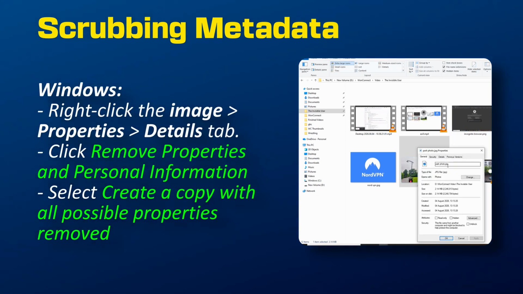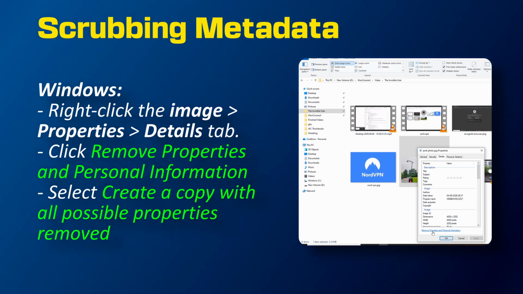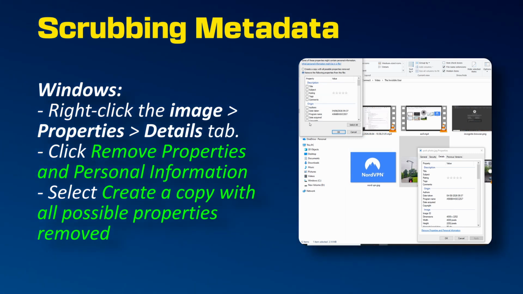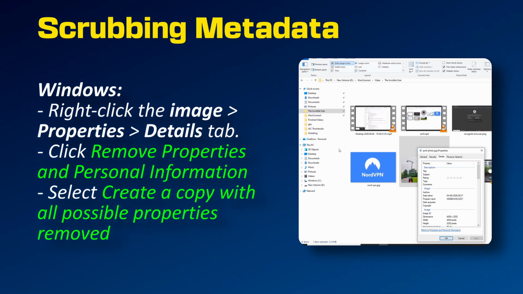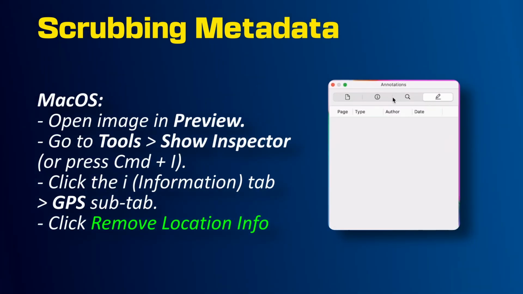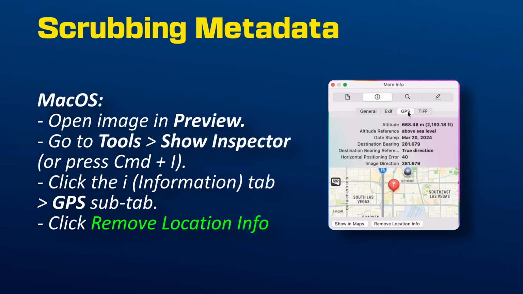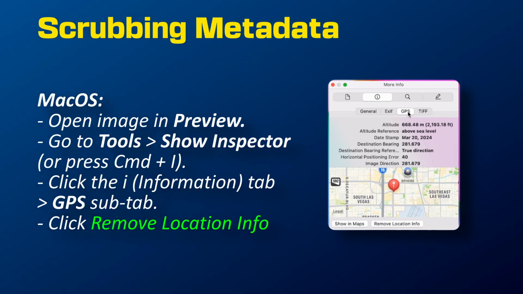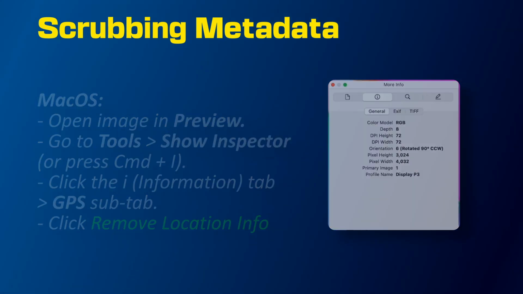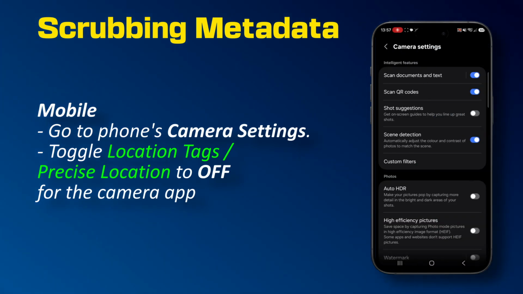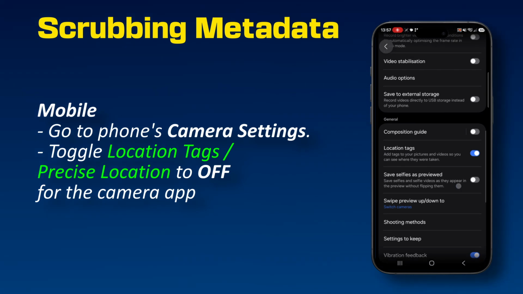On Windows, right click the image, go to Properties, Details tab, and then click Remove Properties and Personal Information at the bottom. You can either choose to save over the original or create a copy with all the personal information removed. On macOS, open the image in Preview, go to Tools, Show Inspector, click the Information tab in GPS subtab, then click Remove Location Info. On mobile, go to your phone's camera settings, toggle location tags or precise location to off on the camera app.